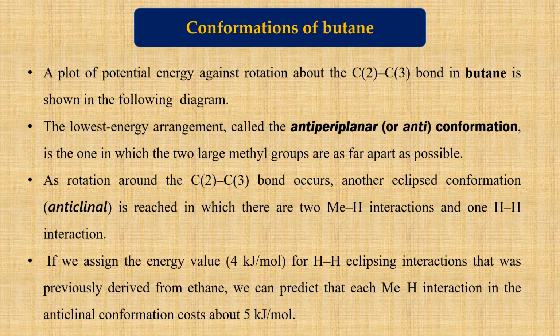Now we shall discuss the conformations of butane. As in the case of ethane and propane, butane also has an infinite number of conformations. And in butane, there are 3 CC bonds. Now we are considering the rotation about the single bond between C2 and C3. Among all the conformations of butane, the anti-conformation or anti-periplanar conformation is found to be the most stable one.